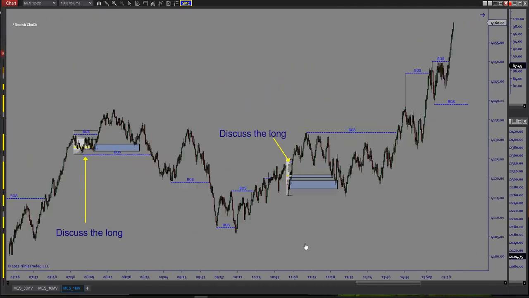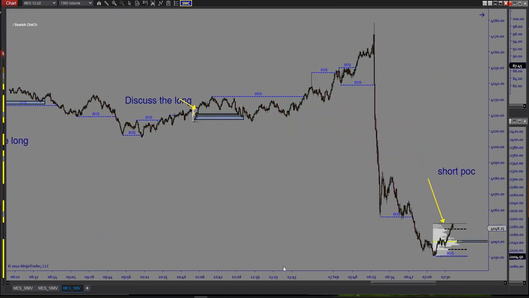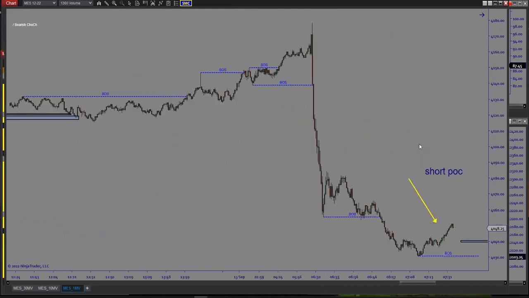I want to go and find today's trading. Yeah, let's look at today's trading. Let's take a look at today. We're gonna do it together.